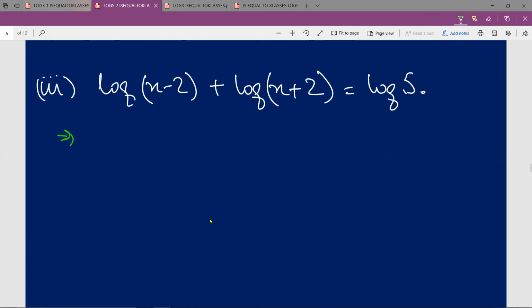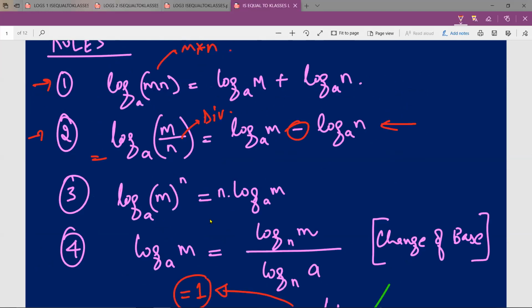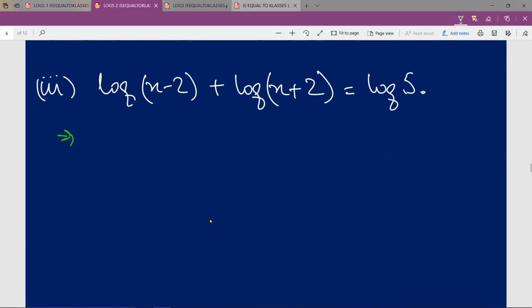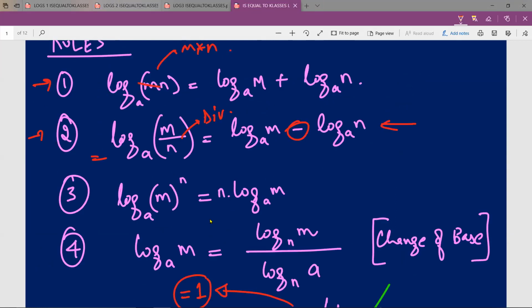I'll move to the third subpart and solve it. Log of x minus 2 plus log of x plus 2 is equal to log of 5. Now over here, I'll come back to our law page. Now in our law page, our first, okay, never mind. So I'll just erase it.